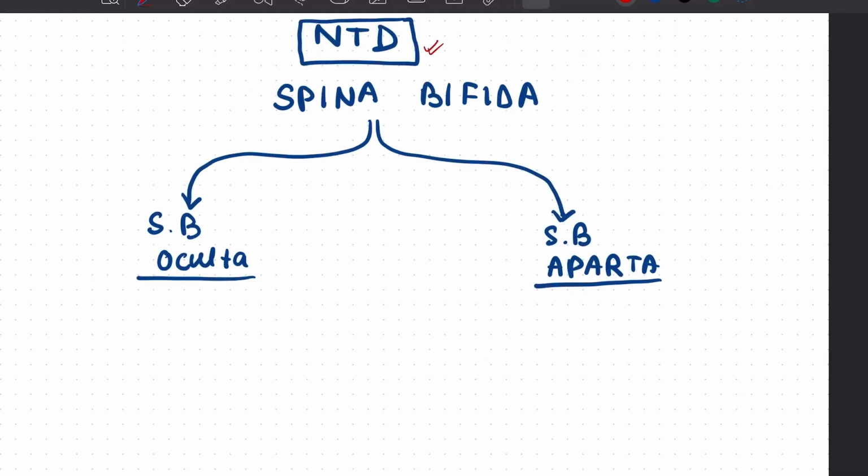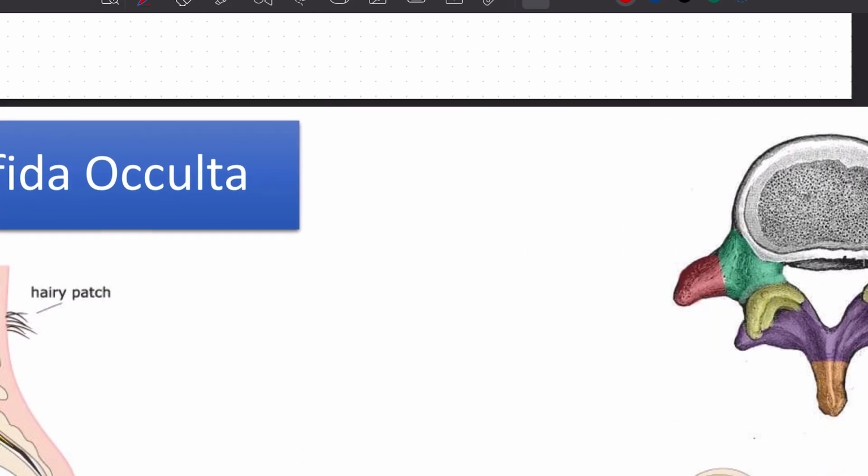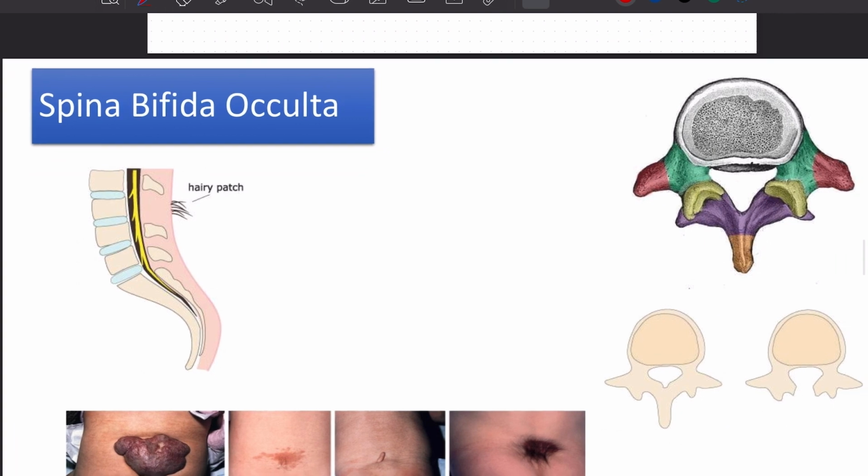So you are discussing neural tube defects. If the posterior neuropore doesn't close, it leads to defects, which are basically spina bifida defects. The spina bifida defects could be spina bifida occulta or aperta. Occulta means the skin is intact, and aperta means it can be seen from outside. So we have spina bifida occulta.